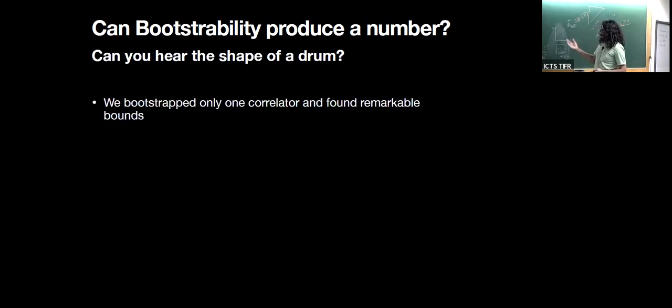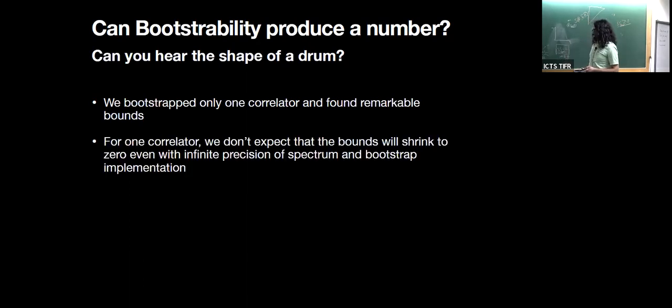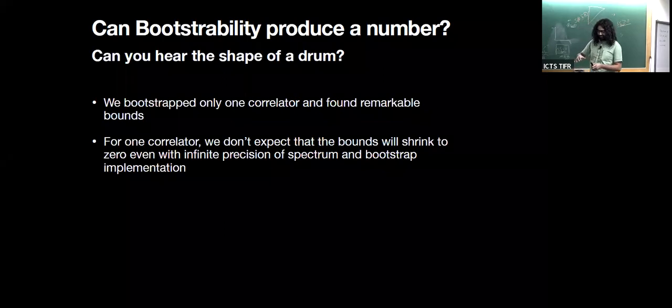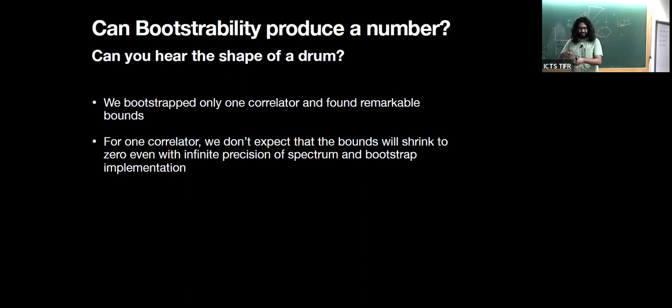So as I said, we bootstrapped only one correlator and we found remarkably good bounds. However, with one correlator, we don't expect the bounds to shrink to 0, simply because you should not be able to know everything about the CFT just from the spectrum. Of course, integral constraints in this way can be thought of like hearing the shape of the drum and also the deformed drum, and using this extra information you can probably reconstruct, but without it, it should not be possible with only one correlator.